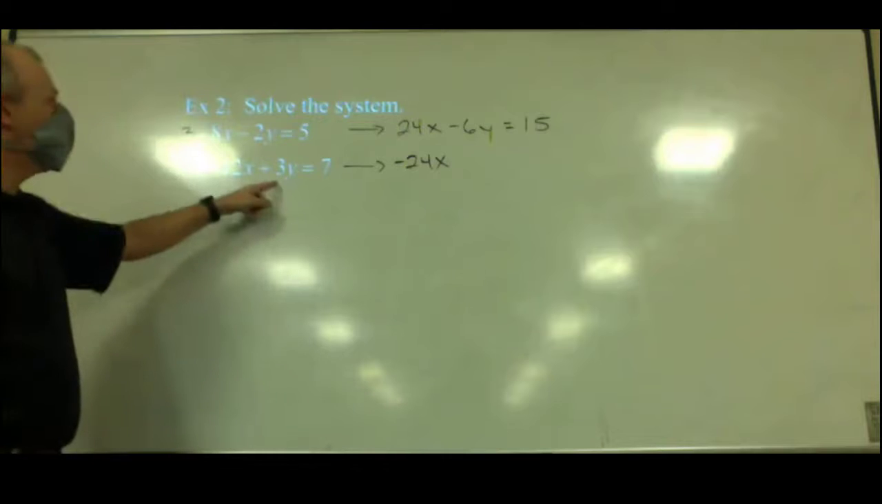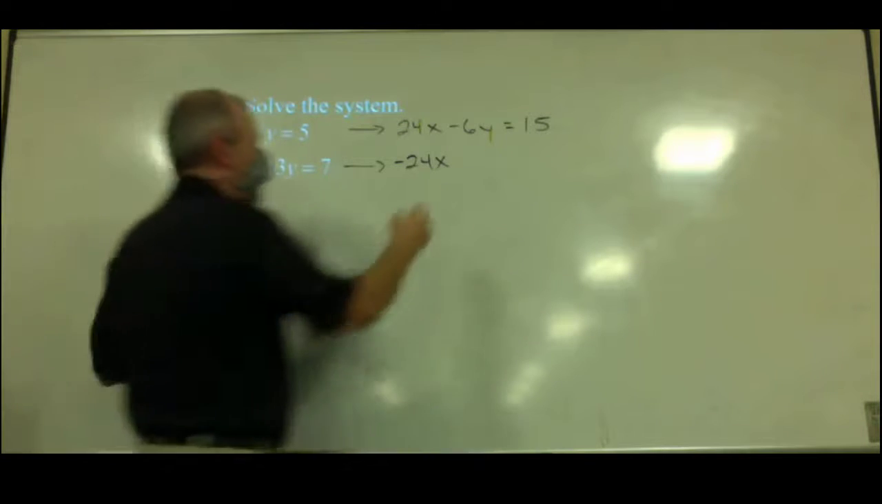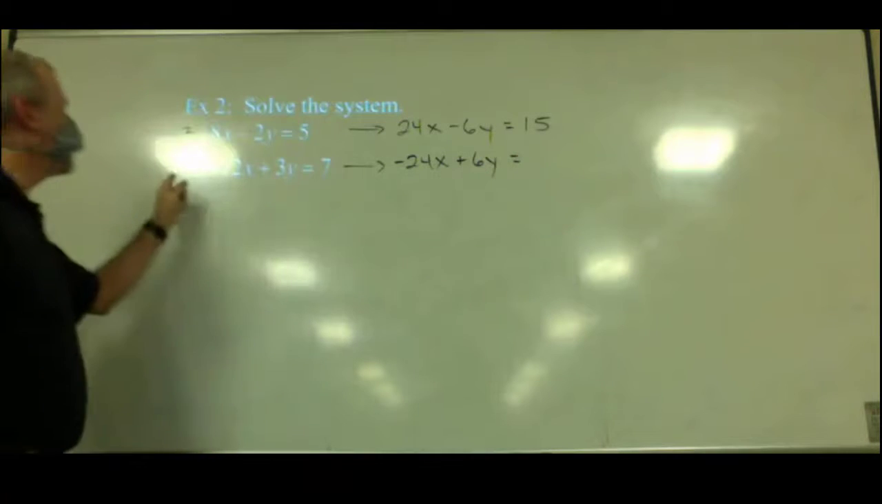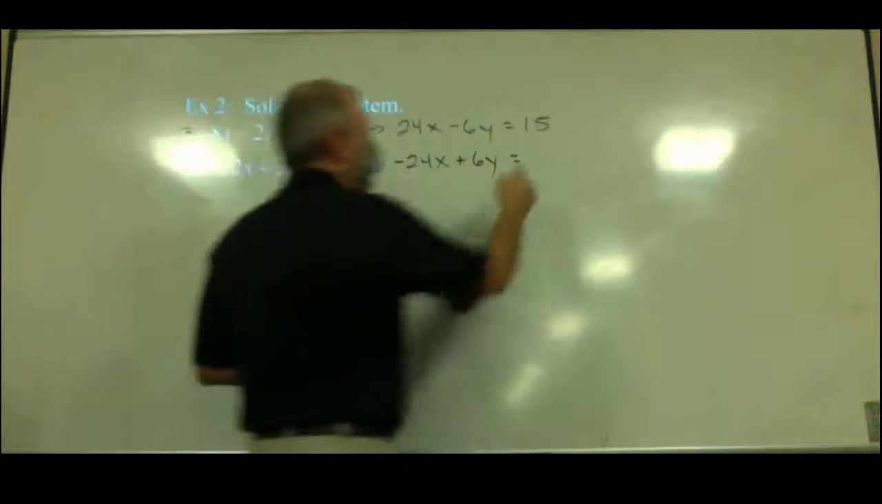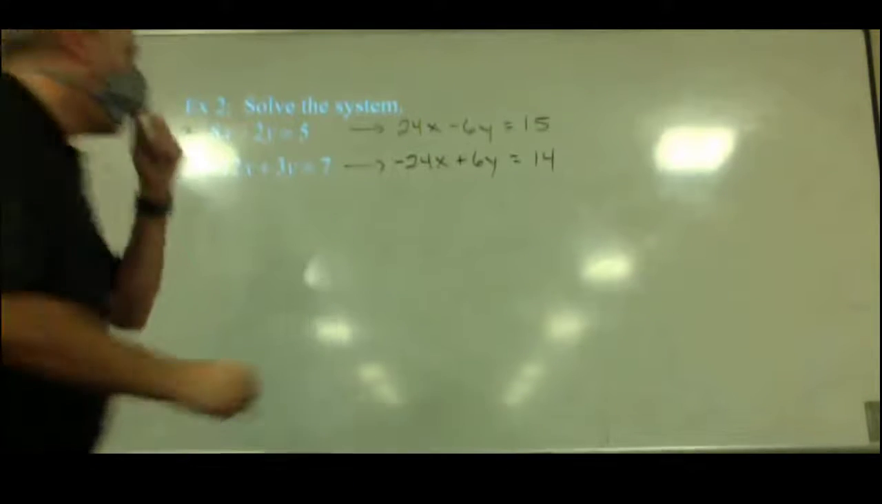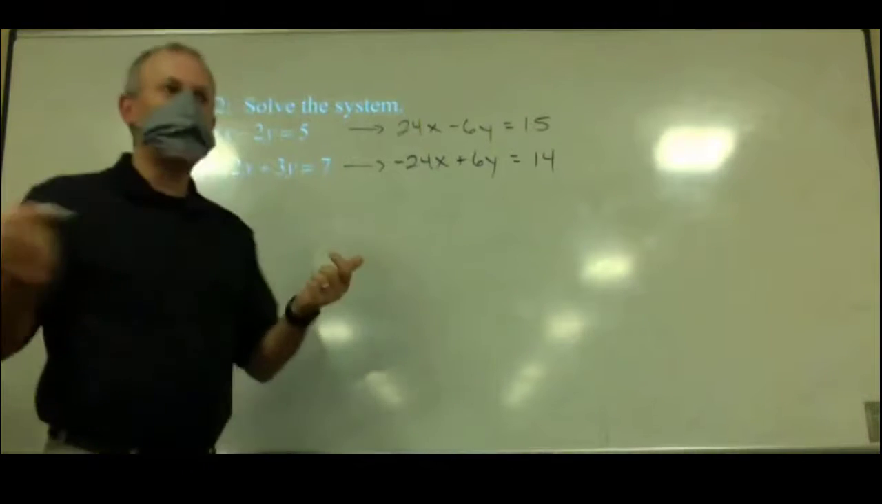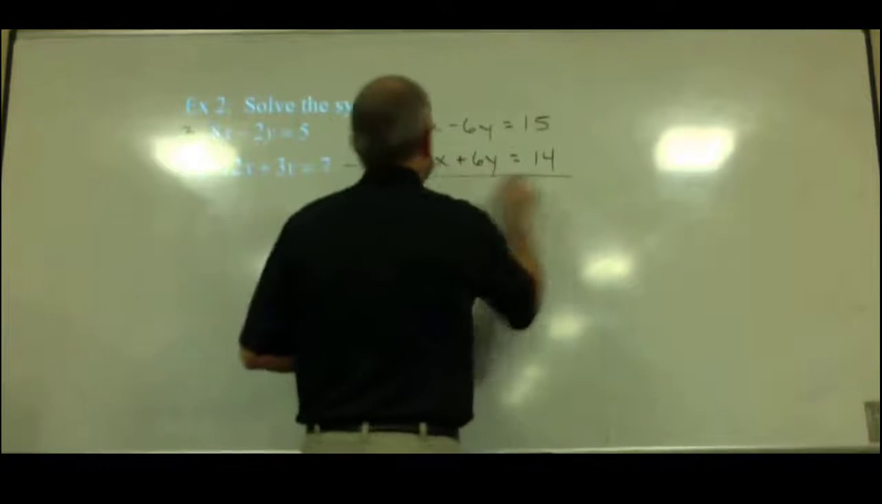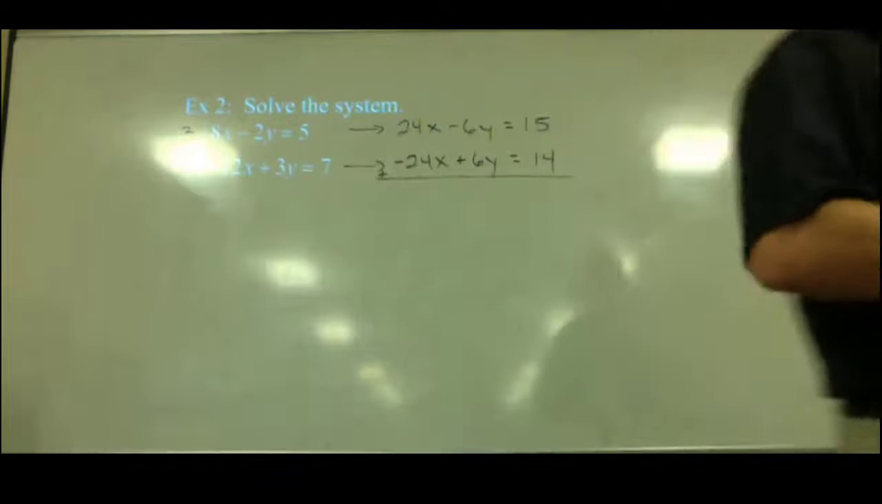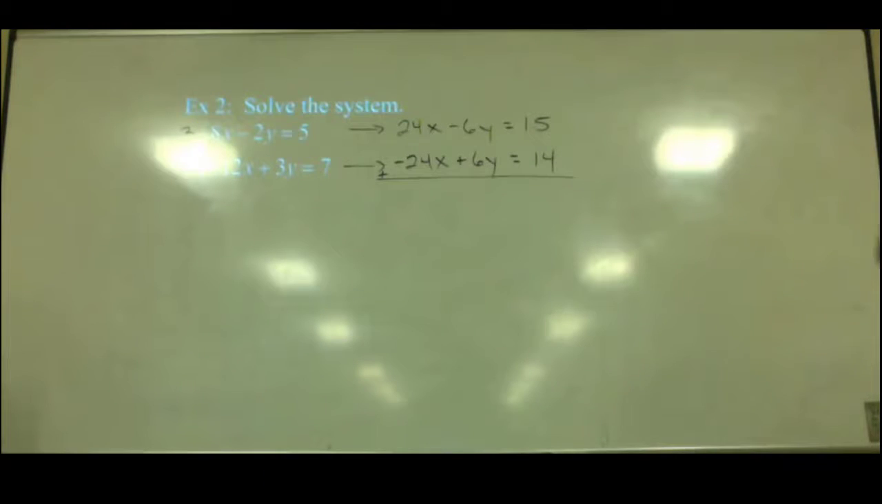2 times 3y is 6y. And we have our equal sign, and then 2 times 7 is 14. Okay? And then if you remember what our next step was, we're going to add these equations together. Now, I do want to pause for a second, because the reason we can add these together is something that I want to make sure that we understand.